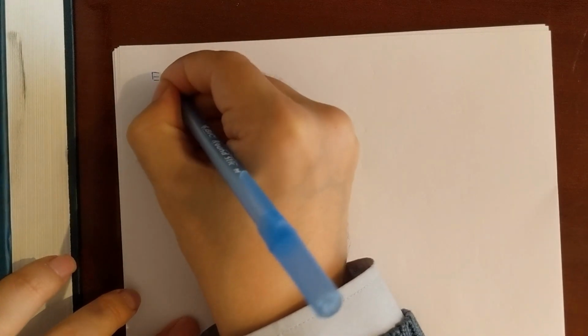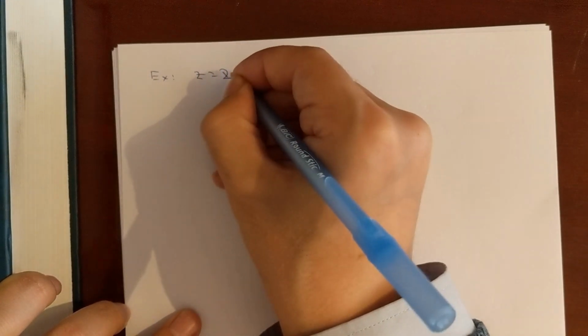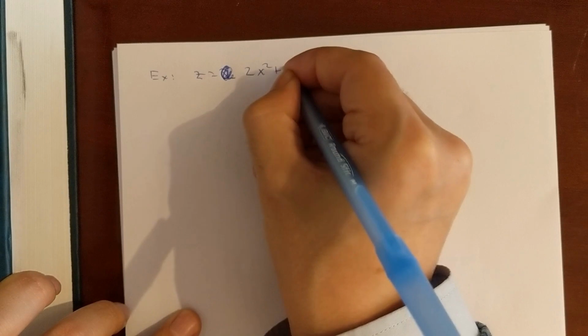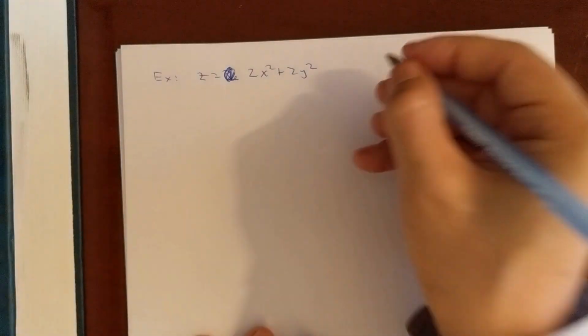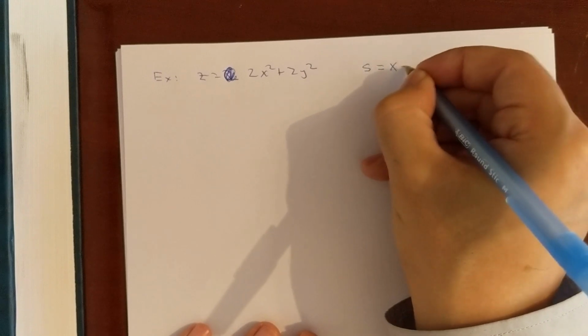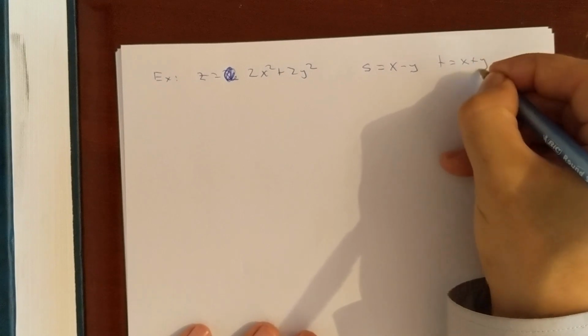Okay, so I have a weird problem here. Let's take a very simple function example. Let's say z is equal to 2x squared. Sorry, let's erase this. So it's equal to 2x squared plus 2y squared. And we have s and t again, where s is equal to x minus y, and t is equal to, let's say, x plus y.